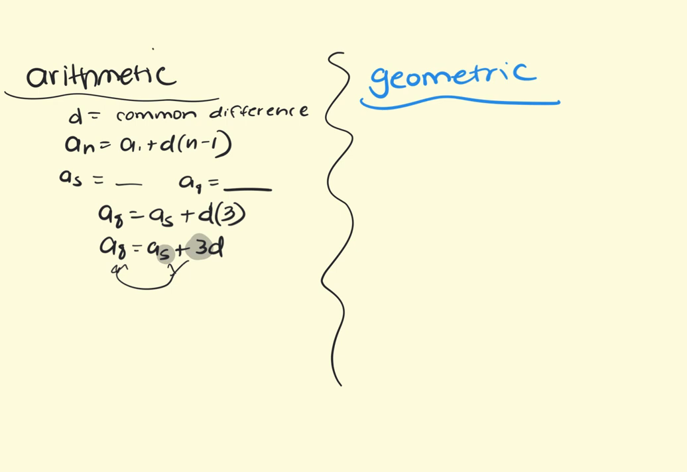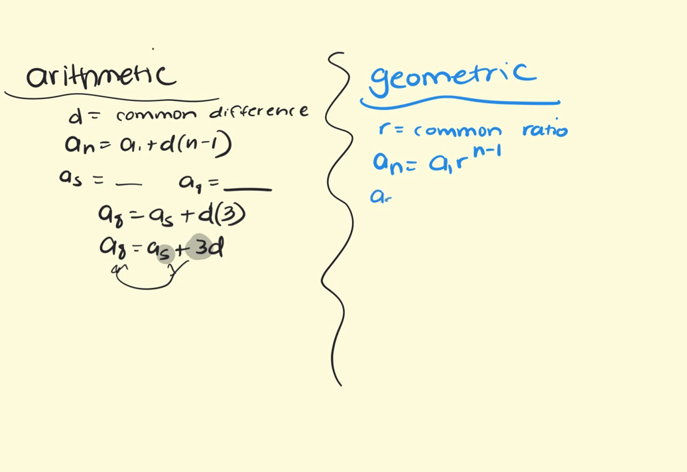Okay, then we did geometric, and now we have r, which is the common ratio, and that's what's being multiplied by the terms to get the next term. Your a_n is a_1 times r to the n minus 1. And if we are given terms and we are skipping them and we want to find r, how do you do it?